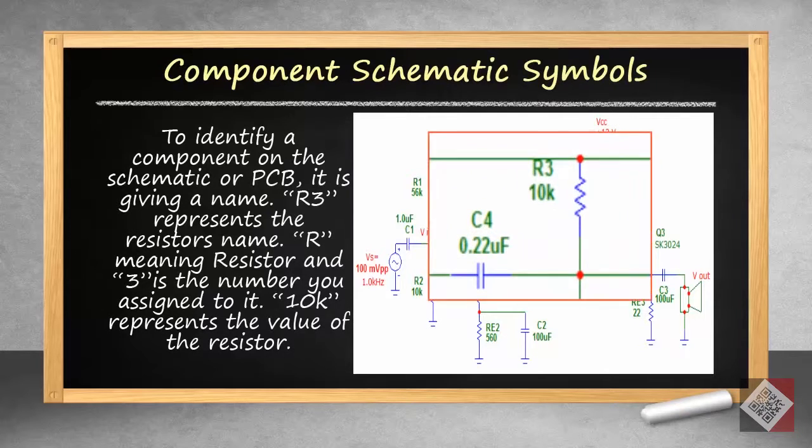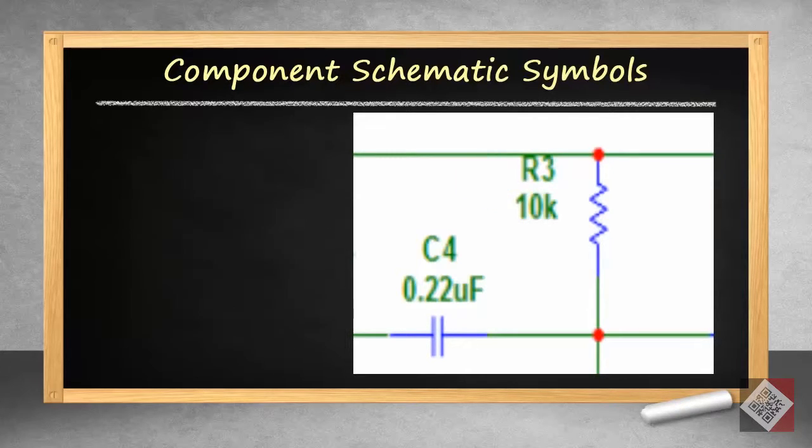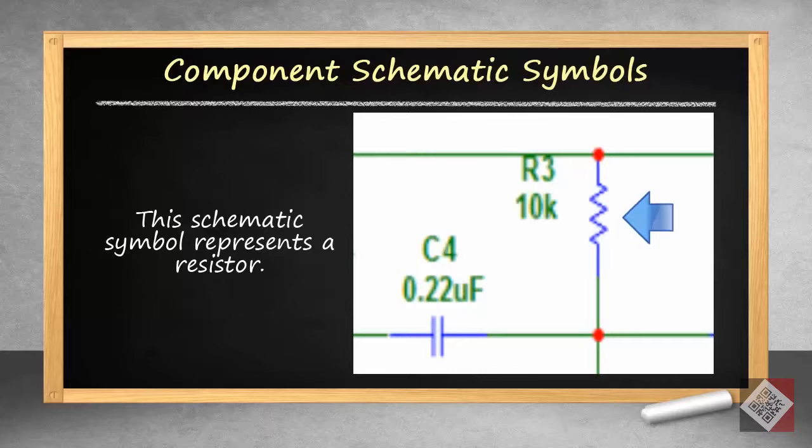To identify a component on the schematic or PCB, it is given a name. R3 represents the resistor's name, R meaning resistor and 3 is the number you assign to it. 10K represents the value of the resistor. The schematic symbol represents a resistor.